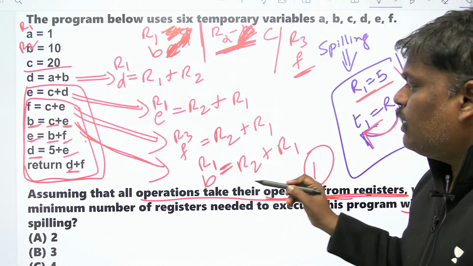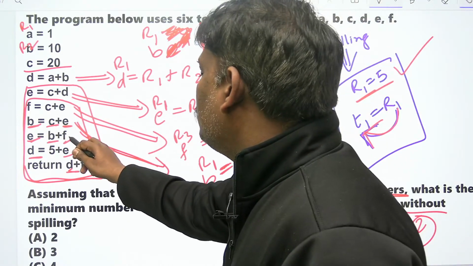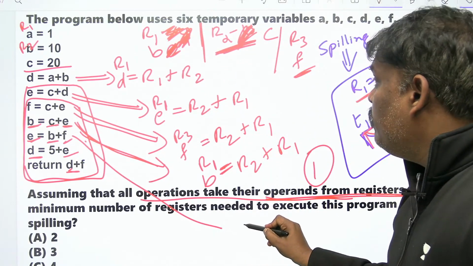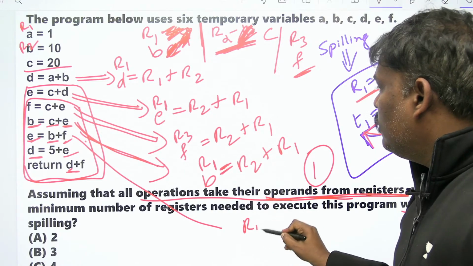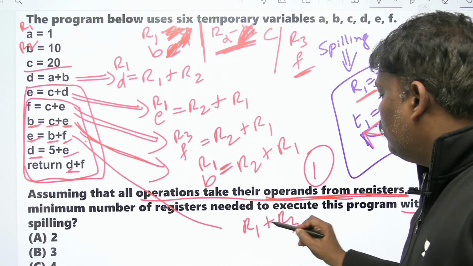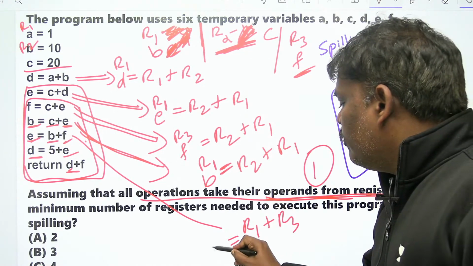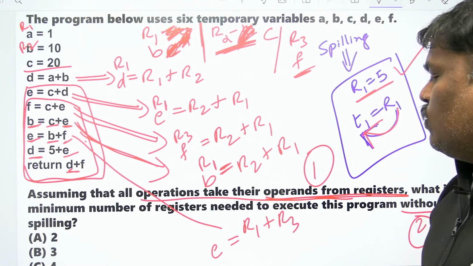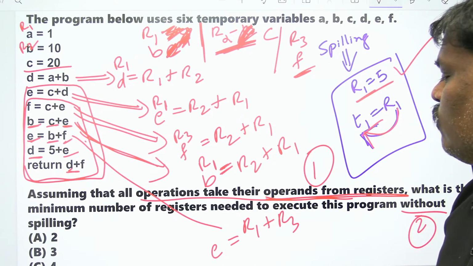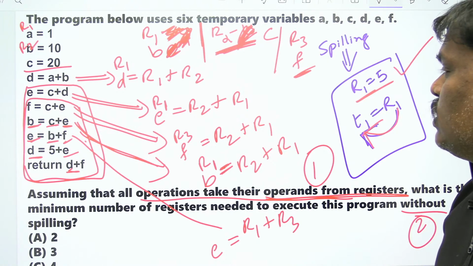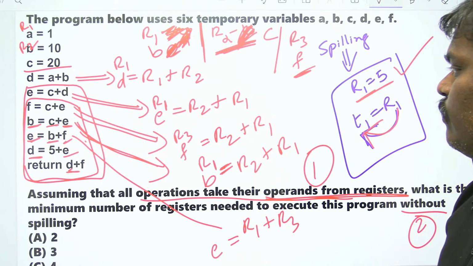Next one. I think this is over. Let's go to C plus E over B plus F. What is B plus F? B means R1. F means R3. It will go to E. So can I use this one? Can I replace E by R1? R1 already contains B. Can I use the B register for the purpose of E?